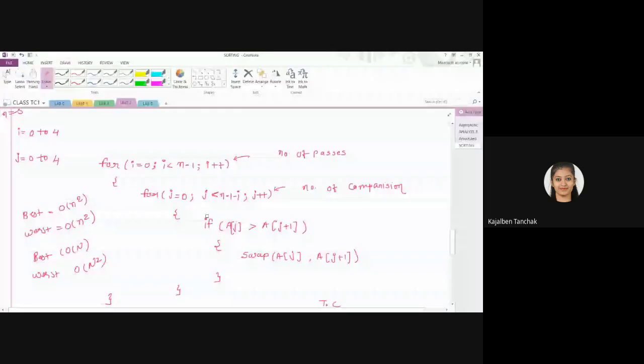Okay. So let me conclude the session. Today we have started with the amortized analysis, like the potential method, and then we have taken the bubble sort algorithm. We have taken one example, and we have seen how to write the algorithm. And let me give you one example to do this so that you can practice.